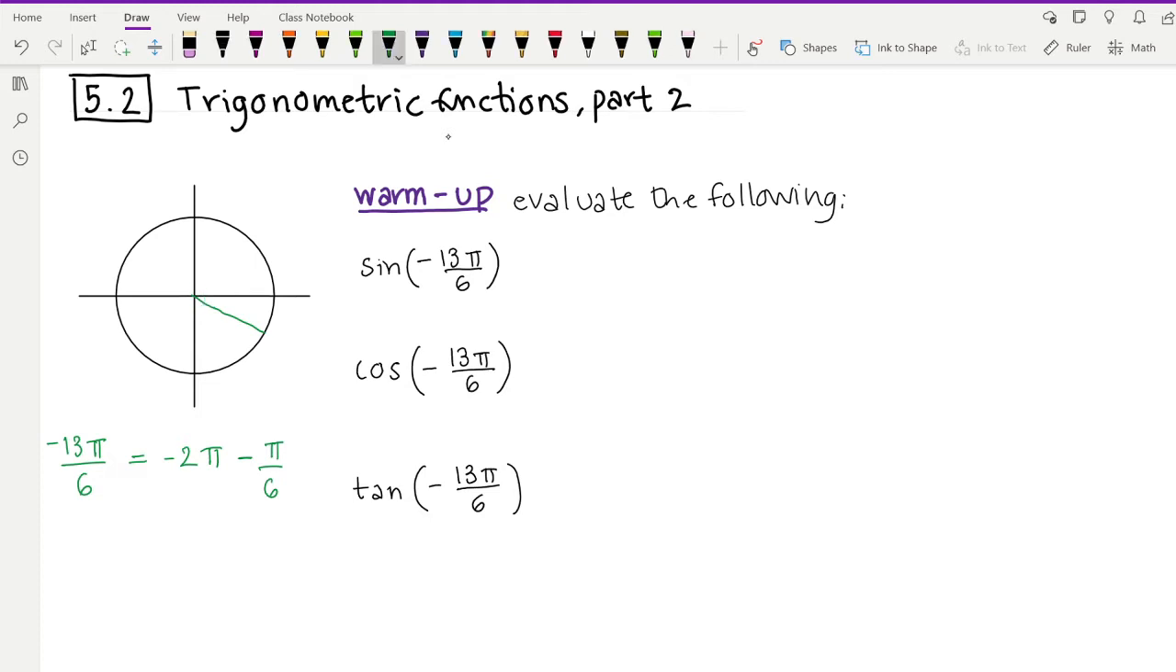Let me just clean this picture up a little bit. So it's basically like this. Okay, so that's our angle. That is negative 13 pi over 6. All right, so now we need to figure out what the terminal point of this angle is.